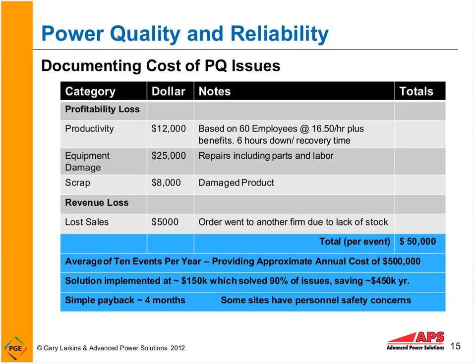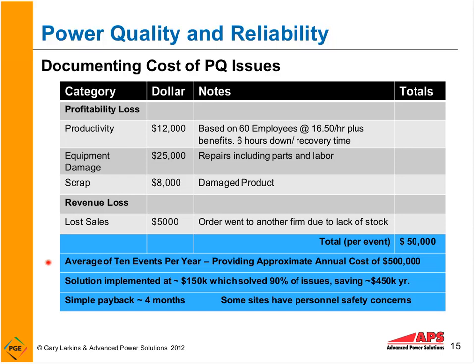They had about $25,000 in equipment damage. So $12,000 in lost productivity, $25,000 in equipment damage, and about $8,000 in scrap. They also had some lost sales, because of orders that went to another firm due to a lack of stock. They were shipping out just about as quick as they could manufacture this, and in many cases, if they couldn't fulfill an order it would go somewhere else. So the total cost for a power quality event was about $50,000. They averaged about 10 events per year, providing an average annual cost of about $500,000.